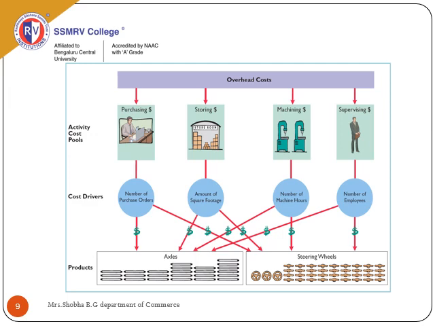So the order may be placed twice, that is for axles 1 and for steering wheels 1. So purchasing is an activity, and this activity is going to be calculated on the basis of the number of purchase orders. Then the second one is the storing department or the storage. The cost of storage depends on the amount of square footage or the amount of space used to store the raw materials.